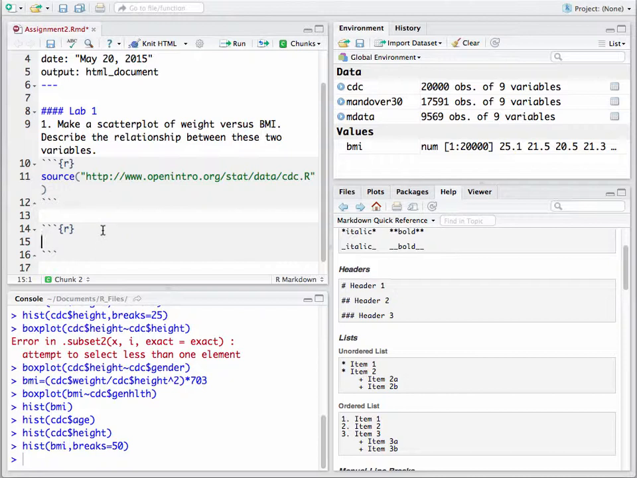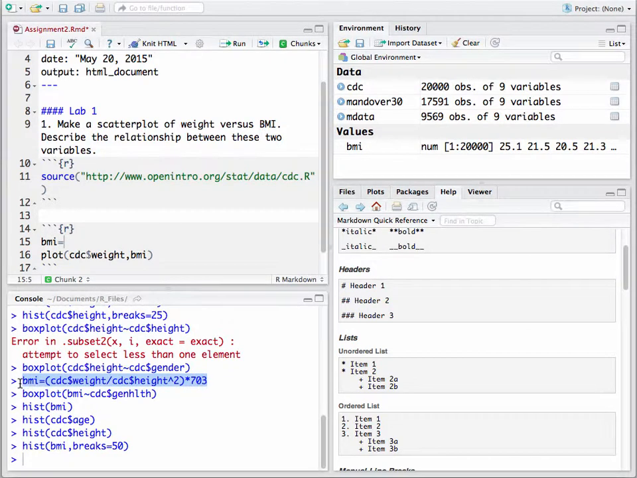Okay, so what do they want us to do? Well, they want us to make a scatter plot of weight versus BMI. That's pretty easy. We're going to go plot, and then CDC weight by BMI, because remember, we have the body mass index, sitting right there. And oops, I better make one more thing. My bad. I need to make sure I define BMI in here also, just in case it's not currently present. So let's go ahead and put that command in here.